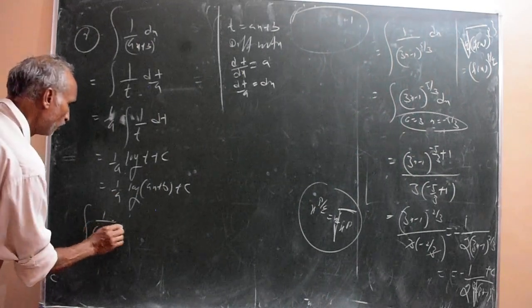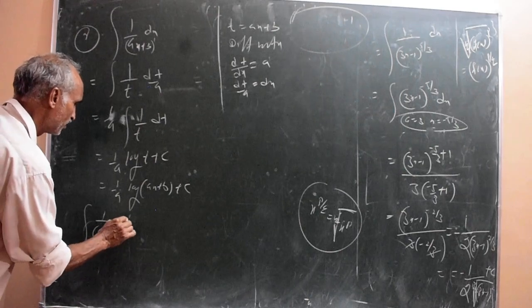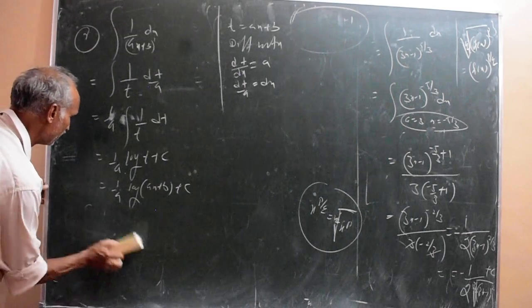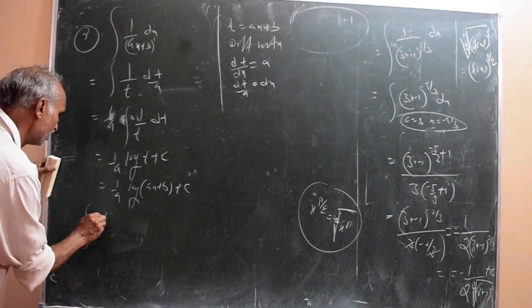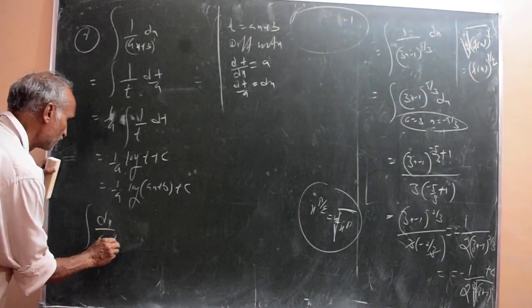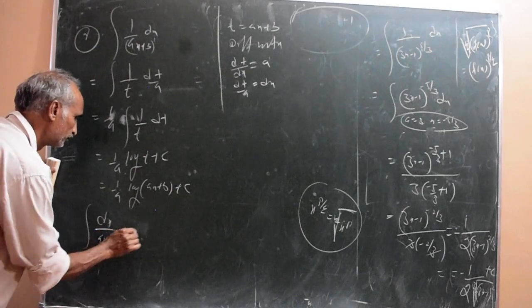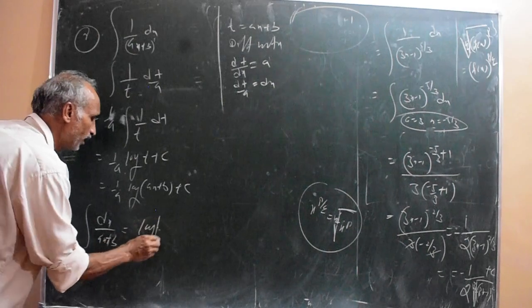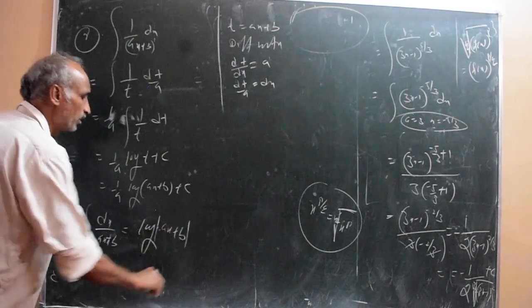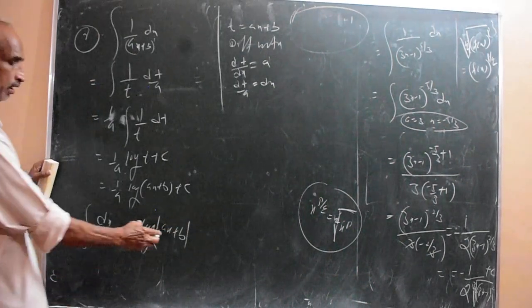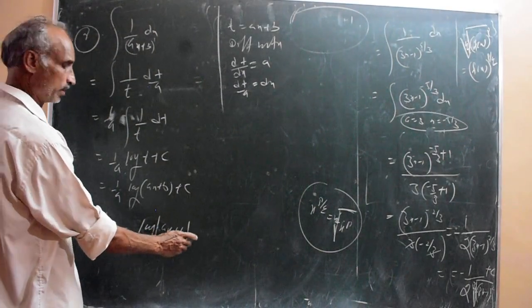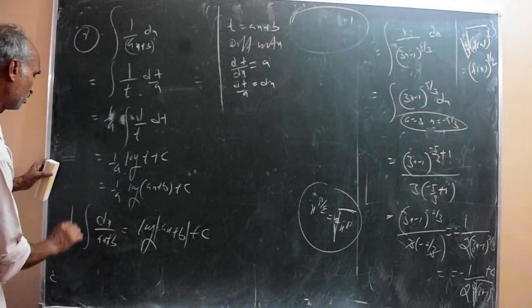Therefore, you can take dx in the numerator like this. Immediately you can write like this: dx upon (ax plus b) is equal to 1 by a log of (ax plus b). I told you the final answer: modulus should be taken for the function in front of log, because log is not defined for negative numbers. Mod is taken.